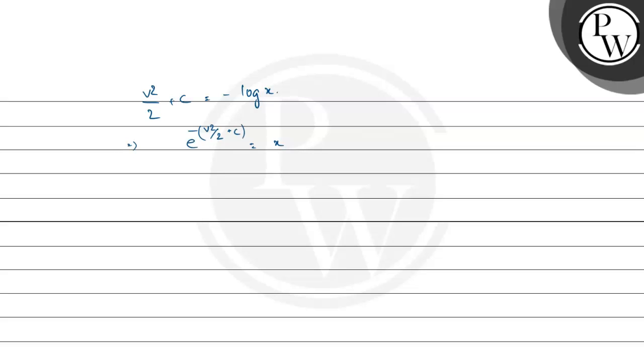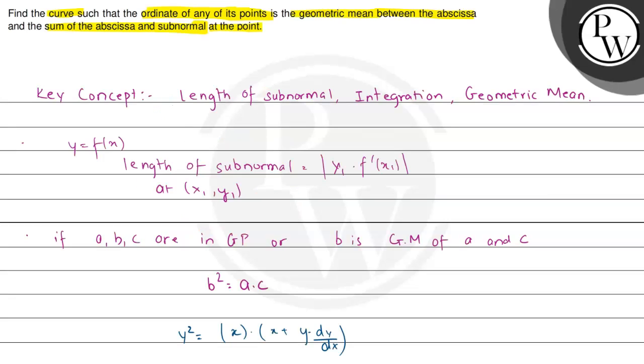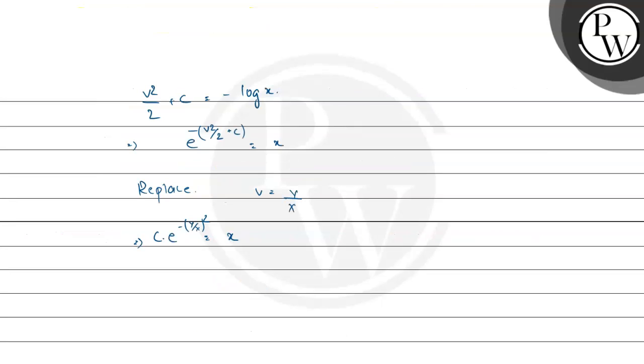This is my equation. Now in this equation we are going to replace v with y upon x because y was equal to vx. So we can now say that e to the power minus (y upon x) whole square times c is equal to x. This is our final equation, whose differential equation would satisfy our given condition. So I hope you understood it well.